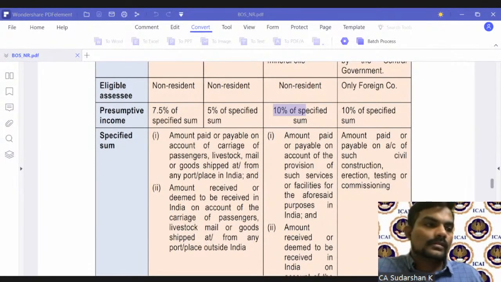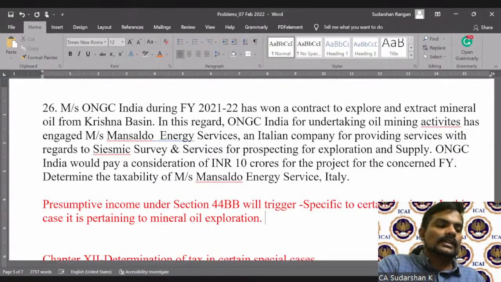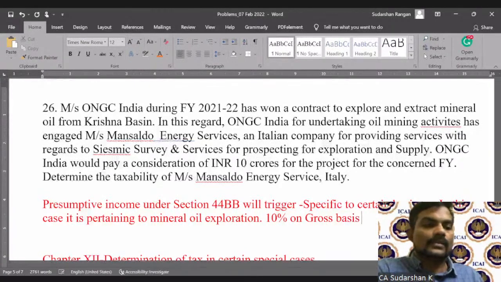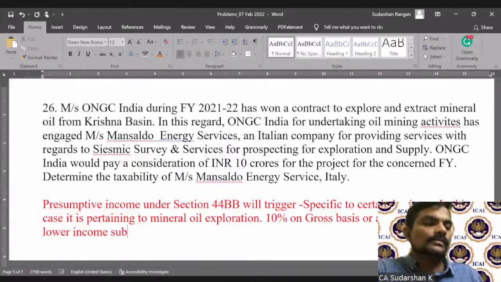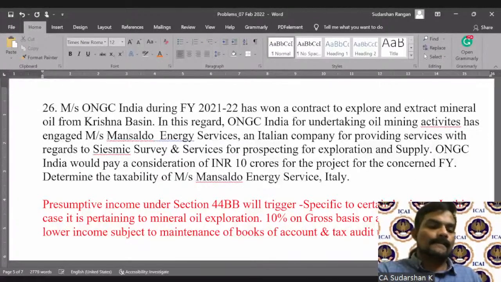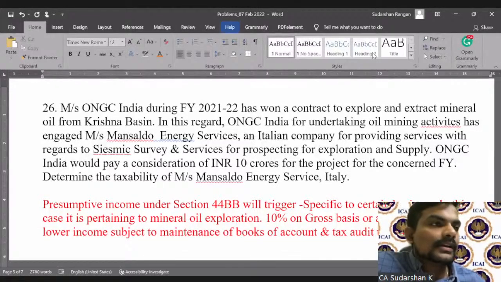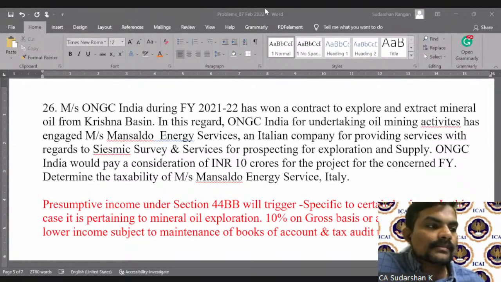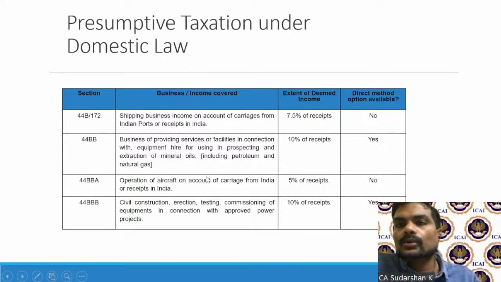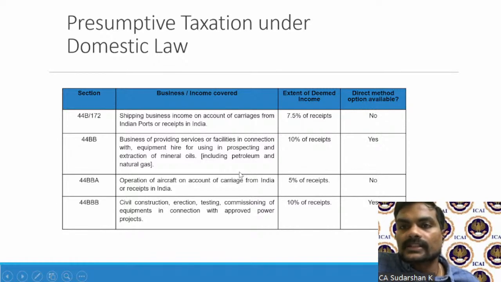So therefore, in this case, pertaining to mineral exploration, section 44BB will attract 10% on a gross basis, or an option to declare lower income subject to maintenance of books of accounts and tax audit. So this is what I wanted to touch upon. As I mentioned, there are other presumptive income mechanisms as well, 44BBA, BBB. So just have a look at it and keep it in the back of your mind. It may be very relevant, and there may be a surprise question sprung upon you.